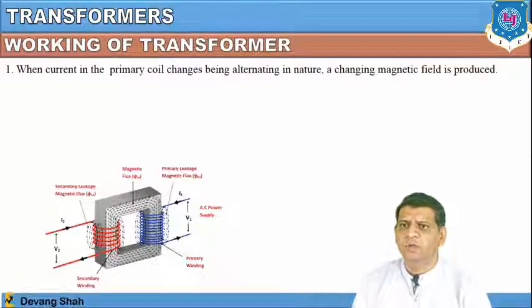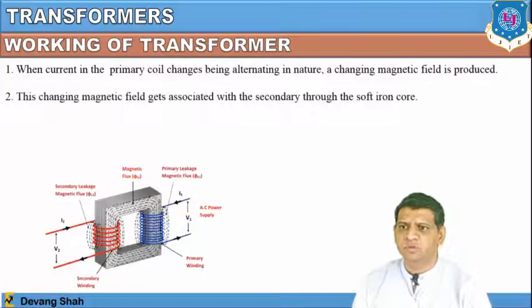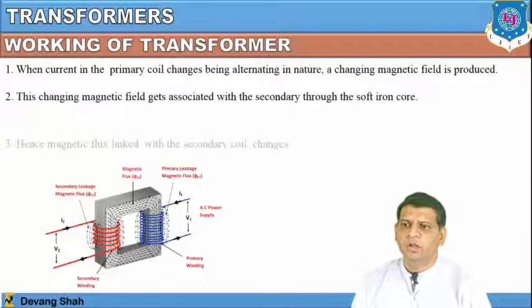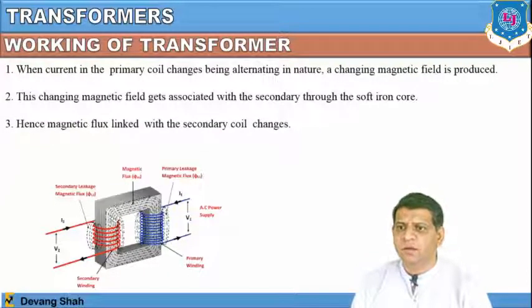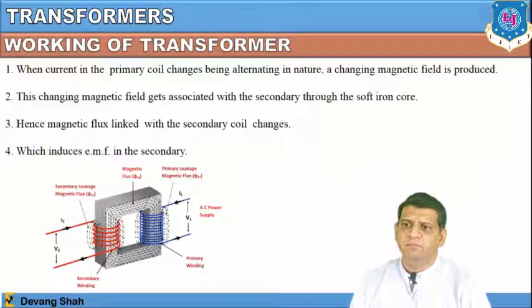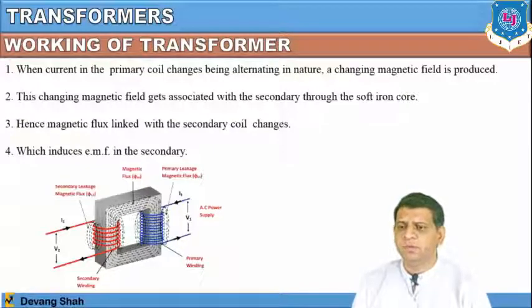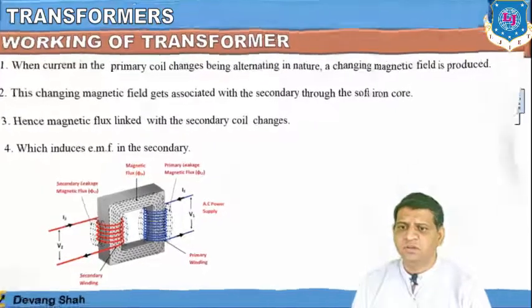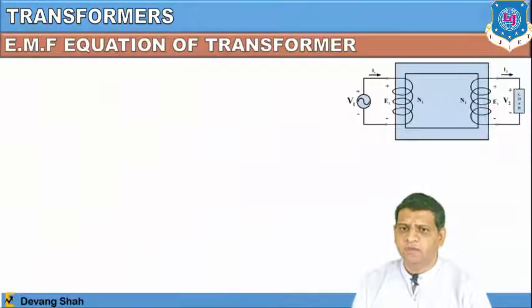Faraday's law. When the current in the primary coil changes, being alternating in nature, a changing magnetic field is produced. This changing magnetic field gets associated with the secondary through the soft iron core, and hence the magnetic flux linked with the secondary coil changes, which induces EMF in the secondary coil. This is the basic principle behind the transformer, which is based on Faraday's law of electromagnetic induction.